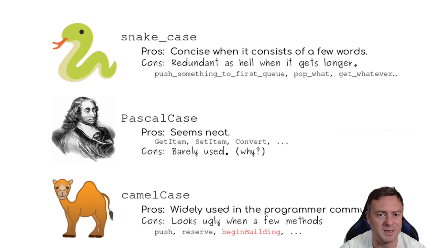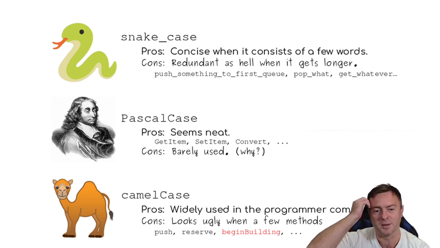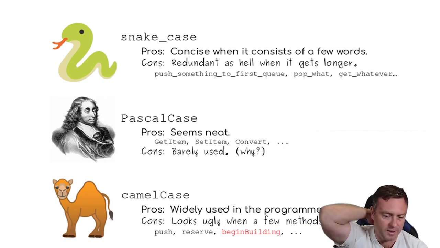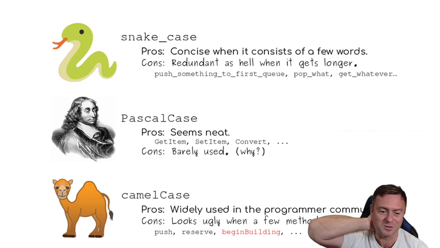The other one is Pascal case. It's not used as much apart from functions. That's where you capitalize each word, and that way it's a bit clearer what needs to happen. And then camel case is the more popular one. Basically, most programmers actually use this one. It's my preference for variables.